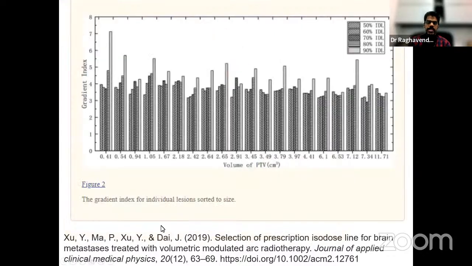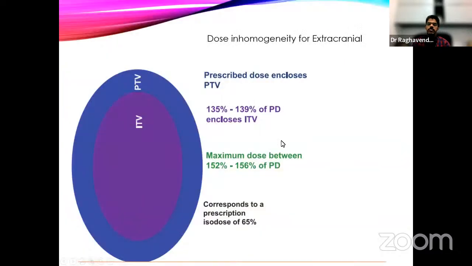This is another publication representing the same thing I showed previously. If your isodose line is 50, 60, 70, 80, 90 for a bigger tumor, as the tumor volume increases, there is no big difference in the gradient index. Whereas for a small tumor volume, if you are prescribing at 90 versus 50, the gradient index is almost doubled. So that is why, as the tumor volume is small, look for a lower isodose line prescription. As the tumor volume is big, look for a higher isodose line prescription. This is the take-home message from this.